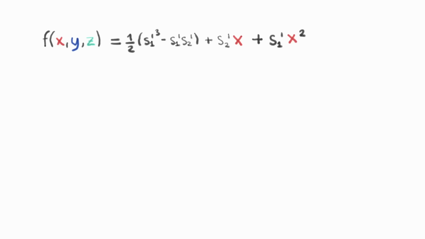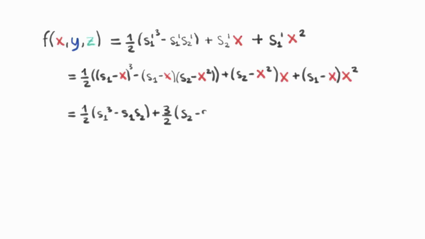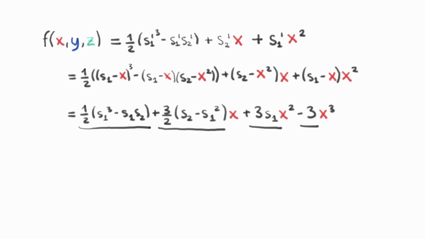To incorporate x, we note the following straightforward identity. Namely, the kth power sum in the variables y and z equals the kth power sum in the variables x, y, and z minus x to the power of k. Using abbreviations, we write s1 prime equals s1 minus x and s2 prime equals s2 minus x squared, which enables us to replace the power sums in y and z in our expression with power sums in x, y, and z. After this initial transformation, we are left with a polynomial in x with coefficients that are polynomials in the power sums s1 and s2.